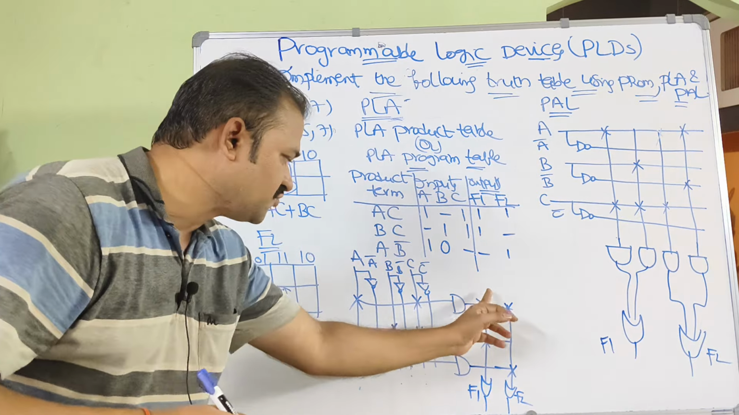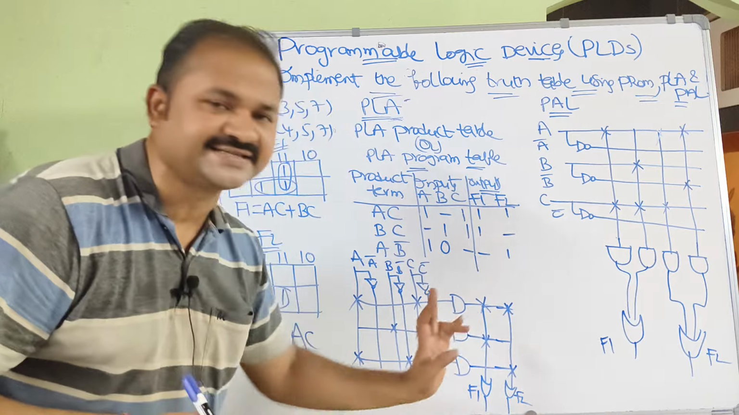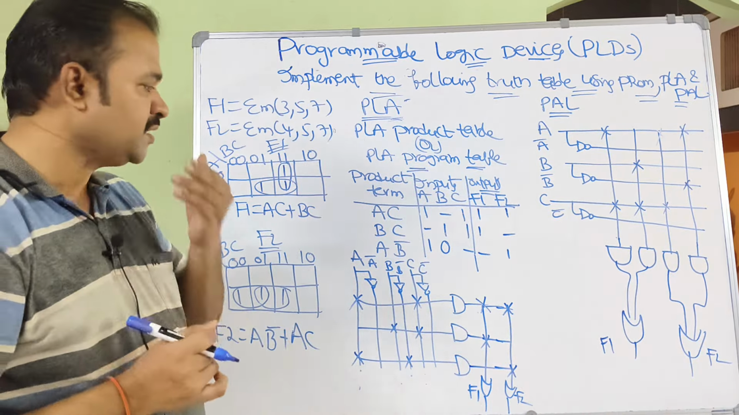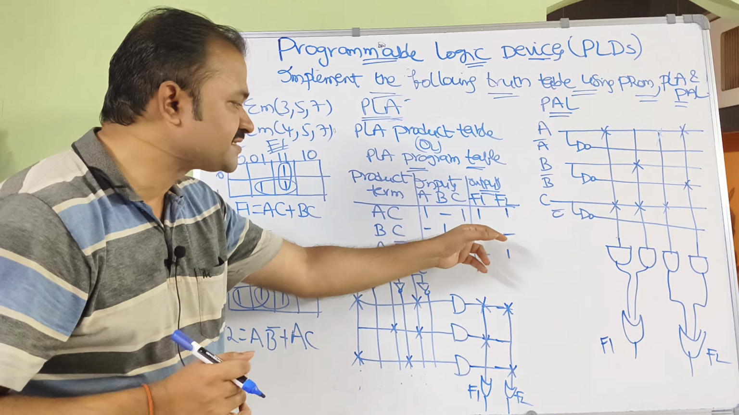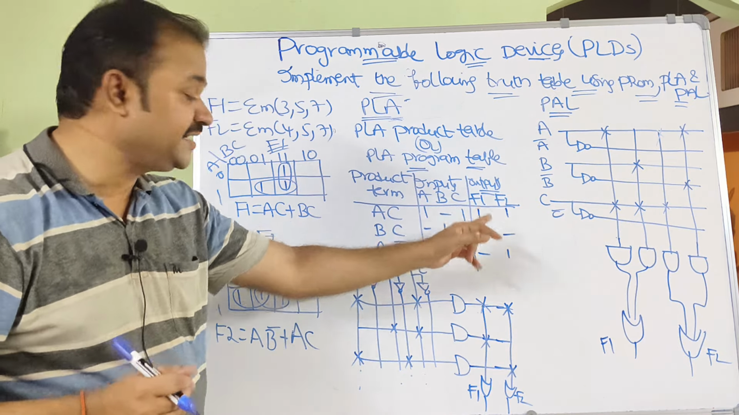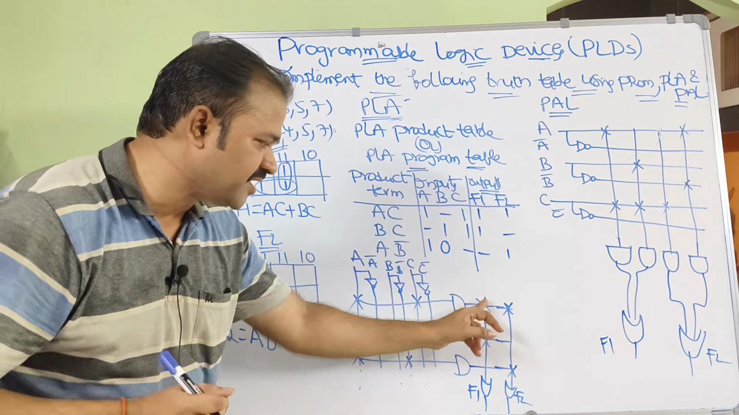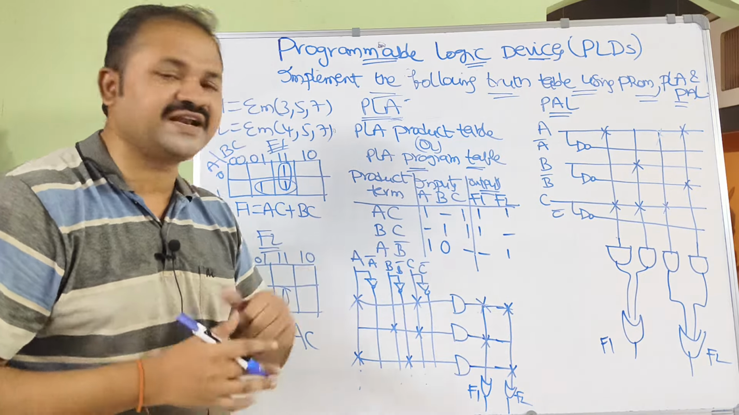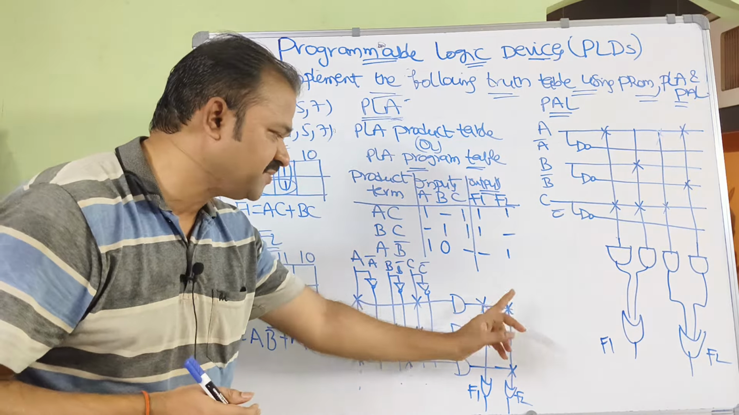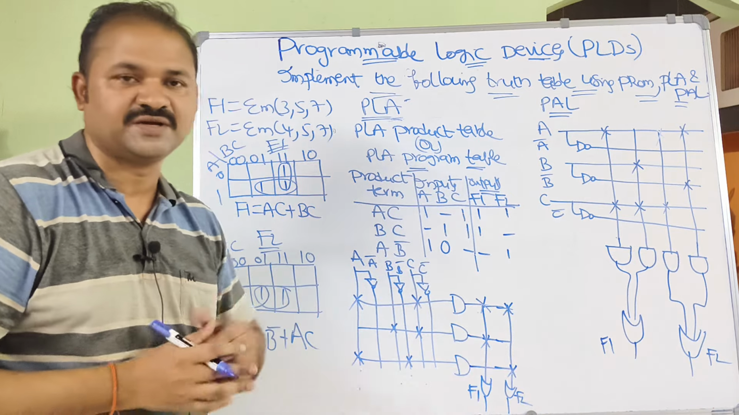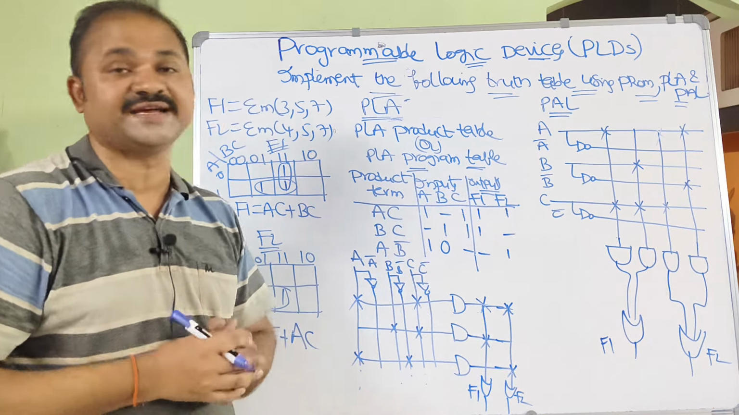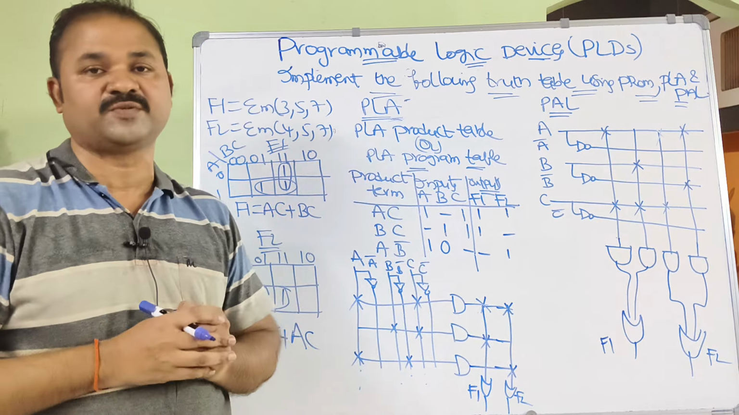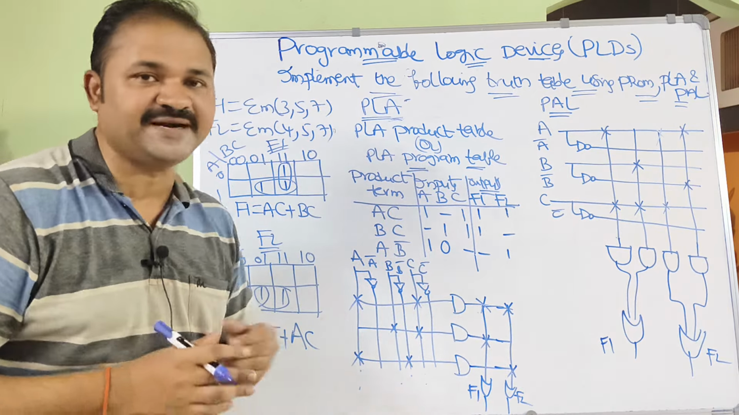Next, the OR gate. For the OR gate, we have to put 2 lines like this. This OR gate represents F1, this OR gate represents F2. What is F1? F1 means the sum of the first 2 minterms. So we put a cross mark at the first as well as the second one. What is F2? The sum of the first one as well as the third one. So here we are programming the OR gate. Both the AND gates and the OR gates are programmable. So this is the PLA implementation.